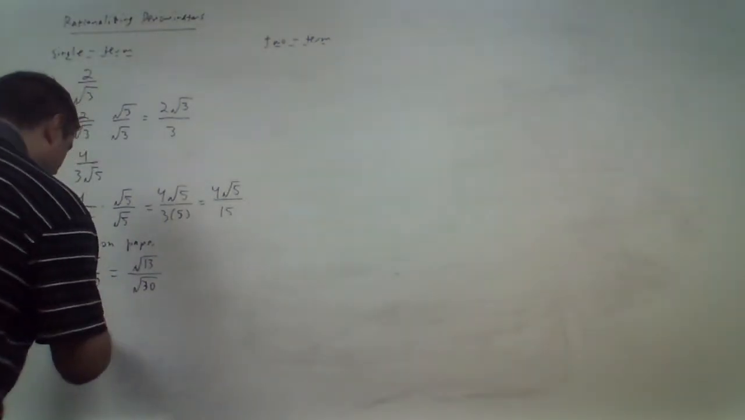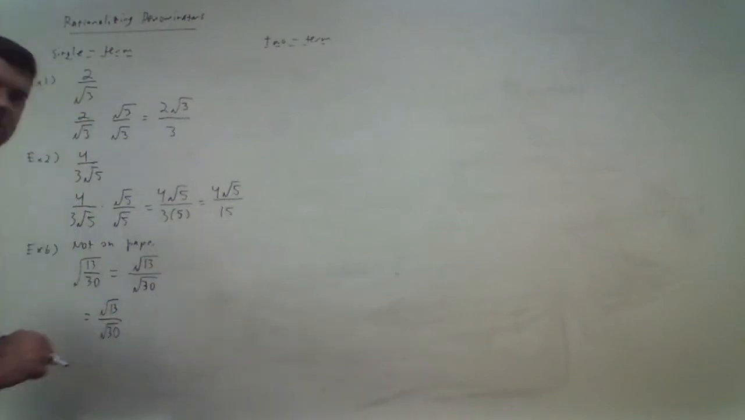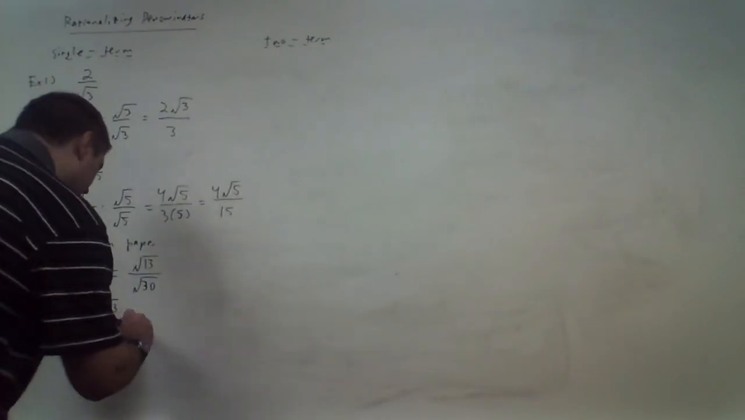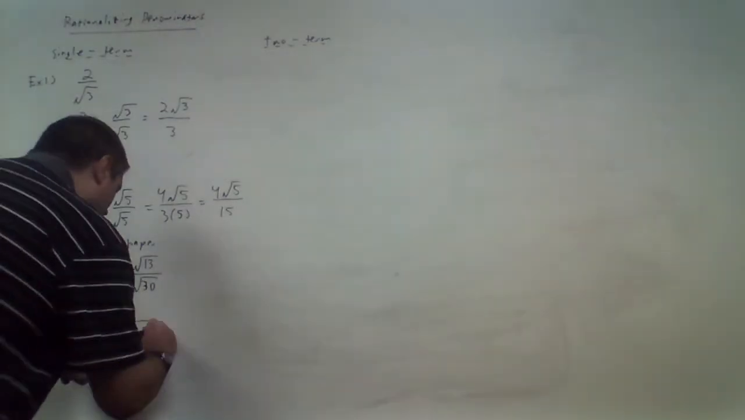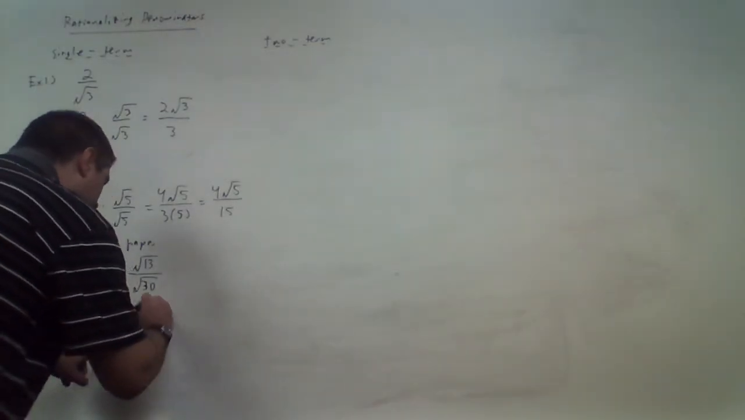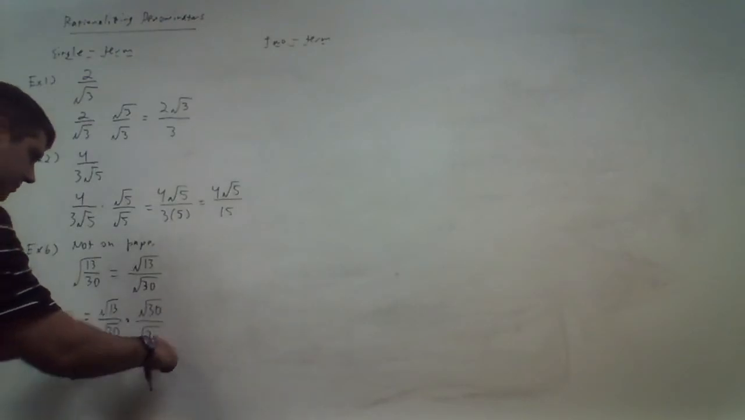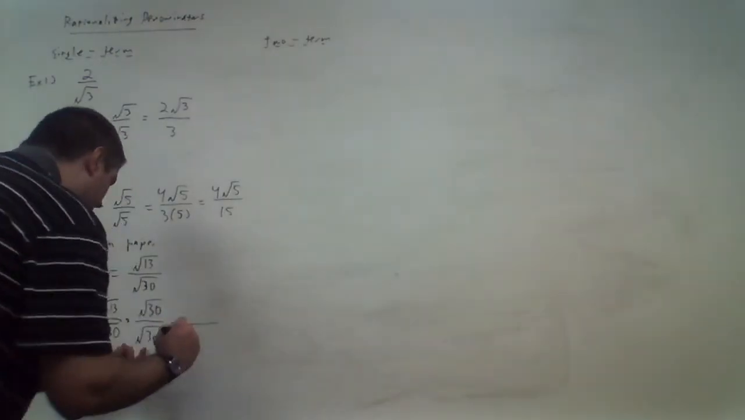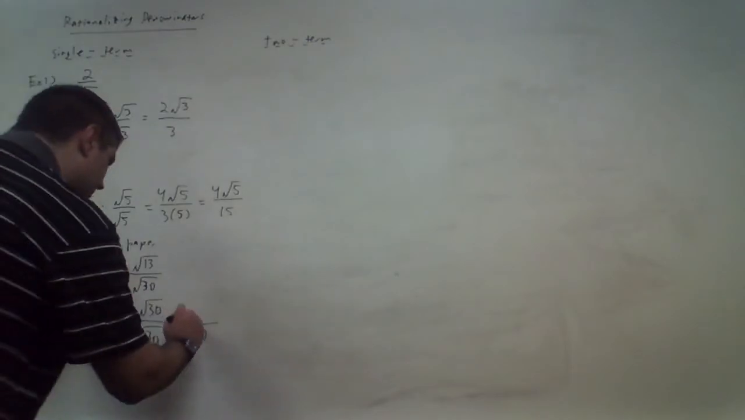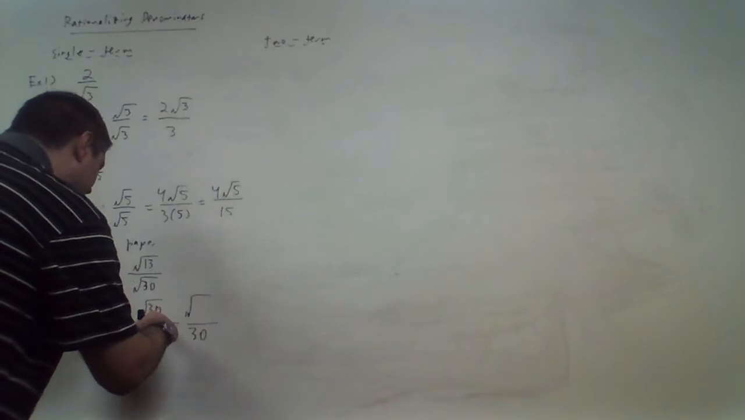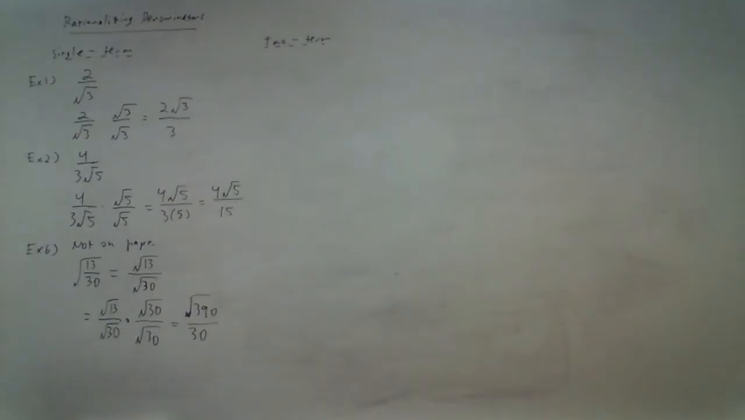Now, what you do is multiply top and bottom by the denominator's square root. So you're going to multiply top and bottom by the square root of 30. The denominator's square root. The square root of 30 times the square root of 30 is just 30. You're going to multiply these two. Under the radical, 13 times 30 is 390. That's it. We're done with that part.